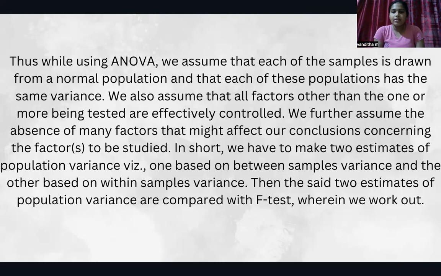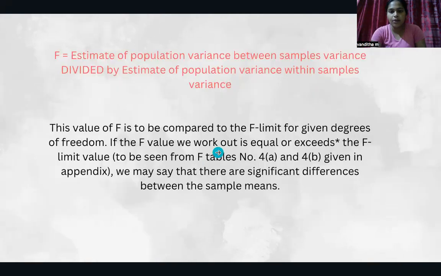Then these two estimates of population variance are compared with the F-test, wherein we work out F. So the F-test is the main concept in ANOVA. F is the estimate of population variance between the sample variance divided by the estimate of population variance within sample variance. The value of F is to be compared to the F limit for the given degrees of freedom. If the F value we work out equals or exceeds the F limit value, we may say that there are significant differences between the sample means.